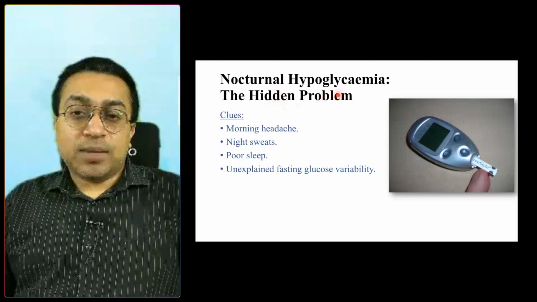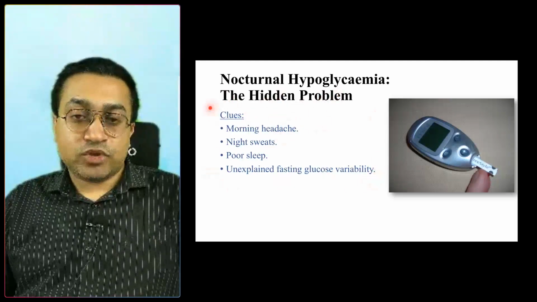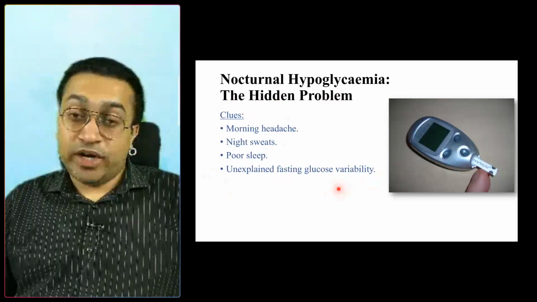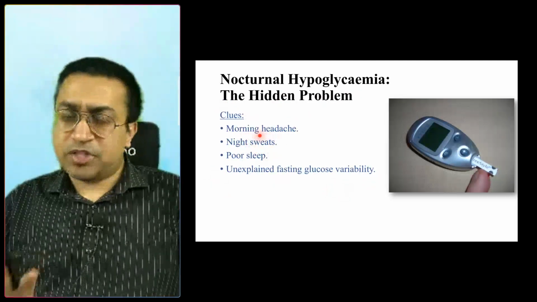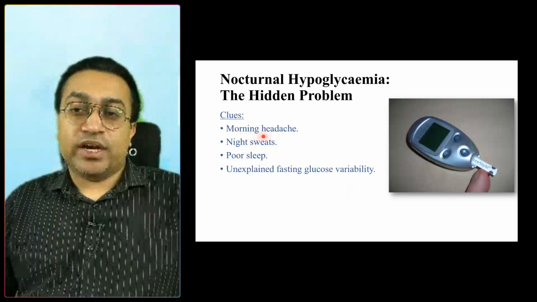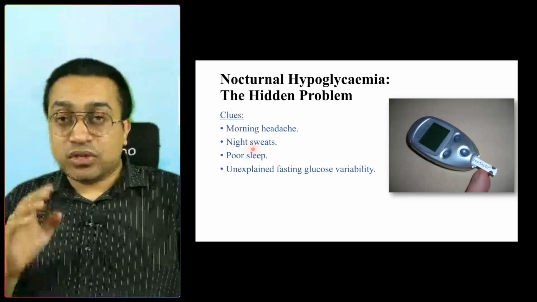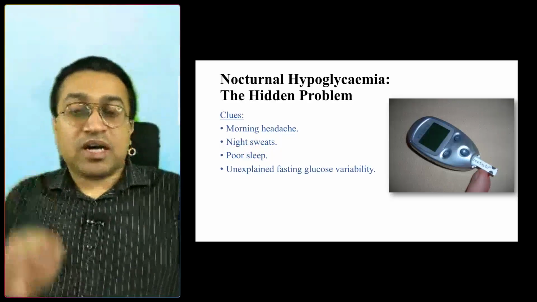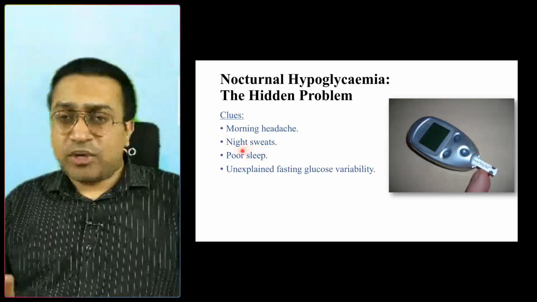Nocturnal hypoglycemia, the hidden problem. This is again one thing which you have to make sure you identify very early. Patients can experience morning headaches. If the patient is not telling, ask actively whether the patient is experiencing morning headaches. Ask whether he is having night sweats, or even if the patient is not telling you, ask the relative whether he or she has night sweats. This is a very important history.